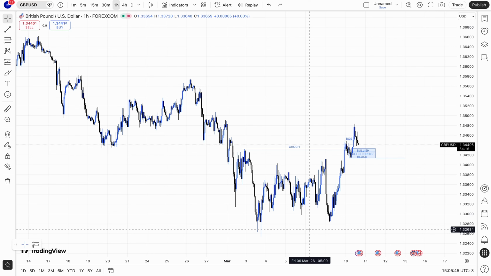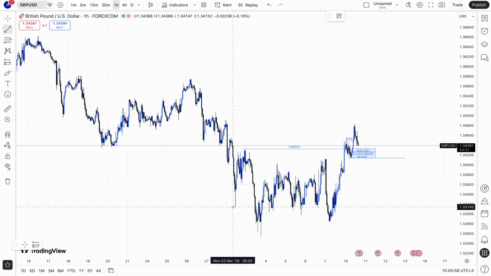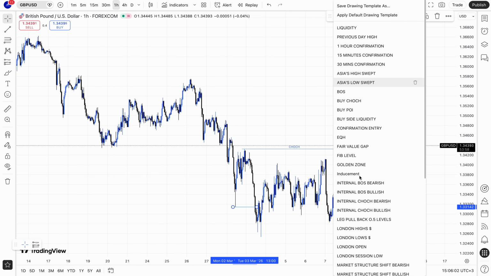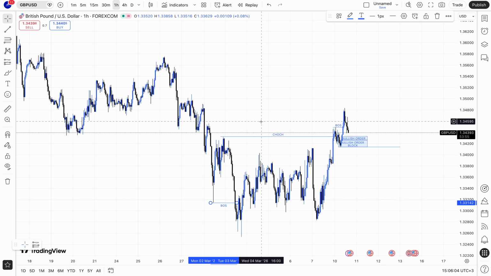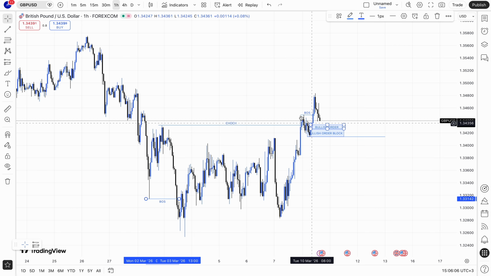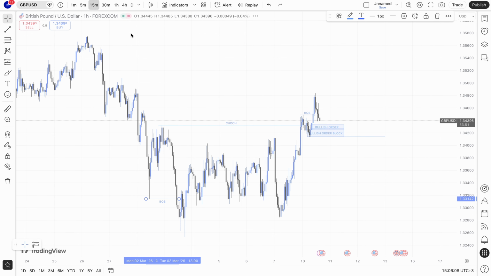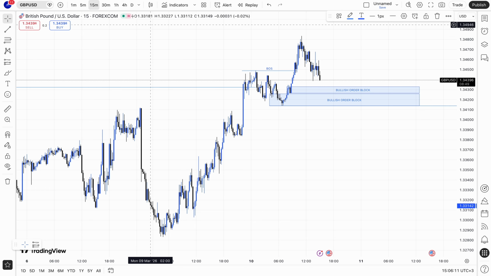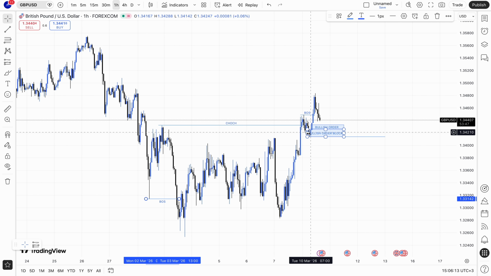With our setup and plan, this is London session towards London session. As I told you, first thing first is always market structure. This was our last breakout structure to the downside. Then this was our change of character to the upside, then breakout structure to the upside. Then we had to move to 15 minutes. We have two order blocks, the one hour order block, then the 15 minutes order block.